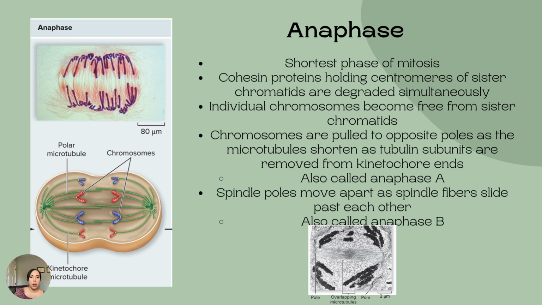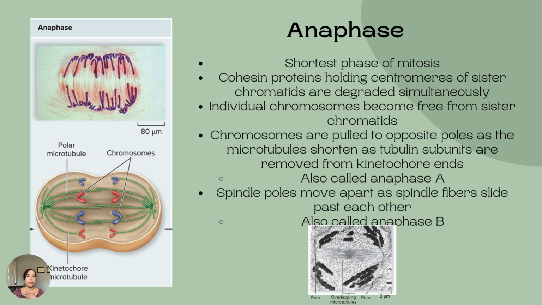So, again, once those proteins that are holding together the centromeres degrade, the chromosomes are going to just pull apart, and those individual chromosomes become free from sister chromatids. Chromosomes are pulled to opposite poles as the microtubules shorten, as tubulin subunits are removed from the kinetochore ends. And so that's all part of anaphase A.